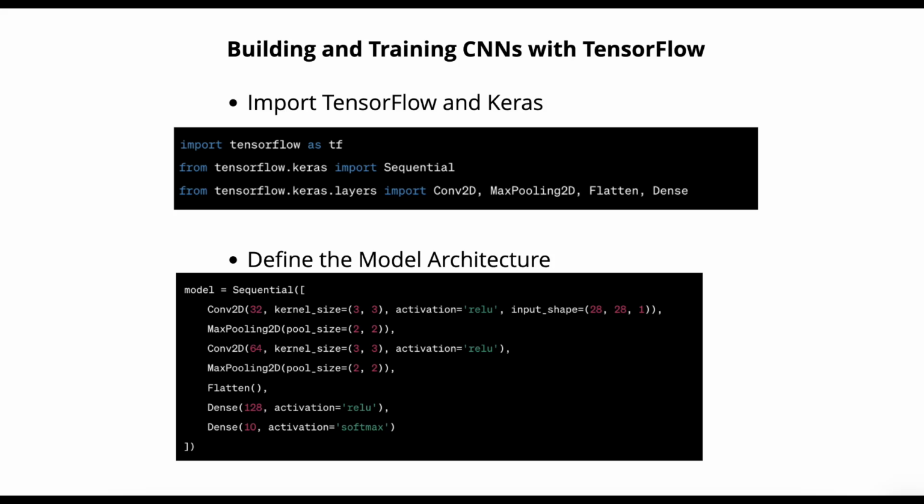Let's go over building and training CNNs with TensorFlow. Now, building and training convolutional neural networks (CNNs) with TensorFlow involves using its high-level API, Keras, which provides a user-friendly interface for constructing and training deep learning models. Let's delve deeper into the process of building and training CNNs with TensorFlow.